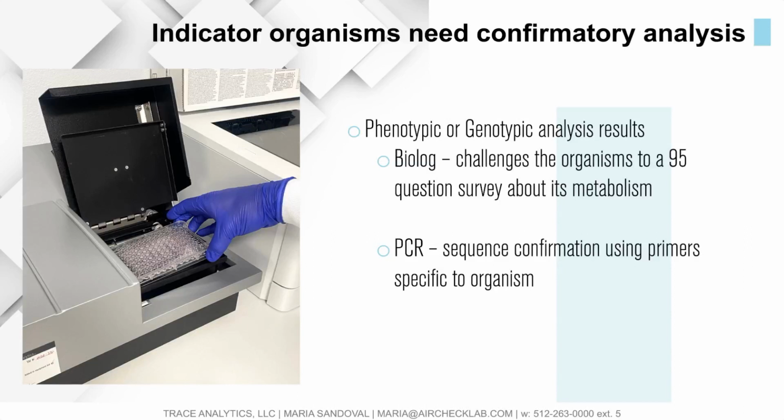And the next thing is the option of doing genotypic analysis. So the first one is phenotypic, and that is challenging the organism about what it metabolizes and how it acts. PCR is another way to challenge the organism, but this time you're asking it, what types of genes does it have that is specific to this organism? And are those genes present in the unknown sample that I have? Those are considered confirmatory analyses. These are not the only ones, but these are the most common.